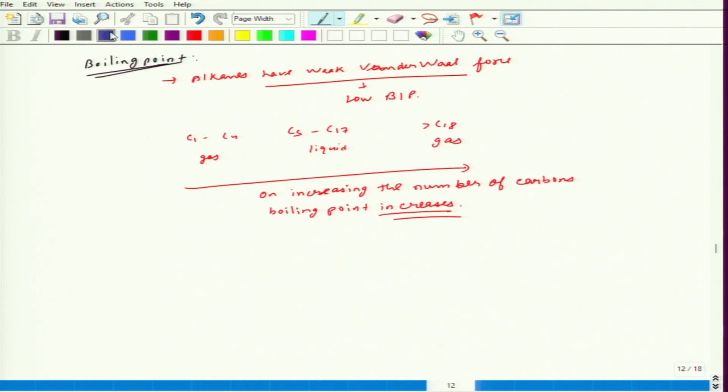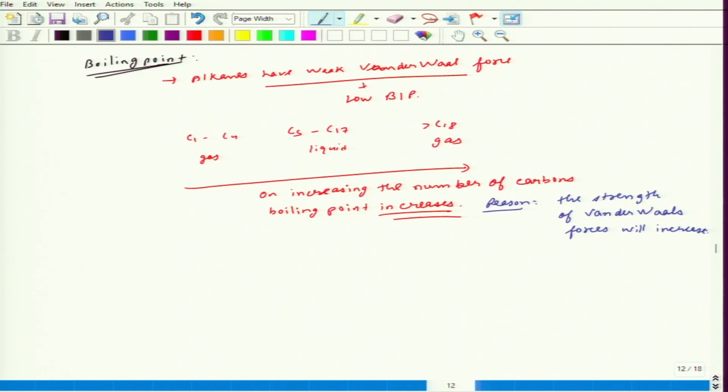And why is it so? Reason: the strength of van der Waals forces increases. Because the van der Waals force's strength depends on the weight, depends on the number of carbons. So if the number of carbons increases, the strength of the van der Waals forces will increase.